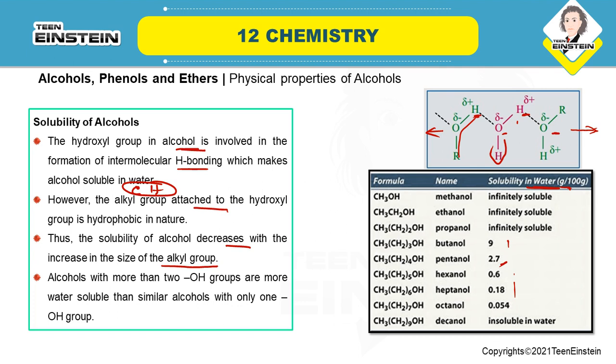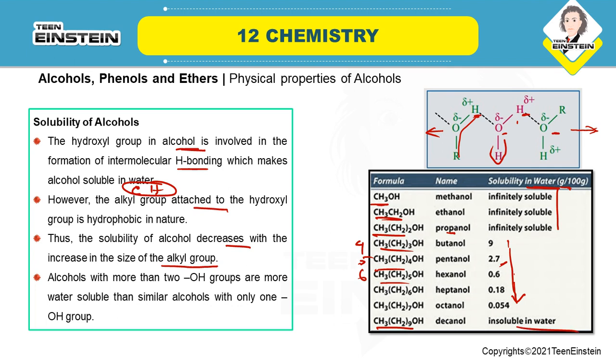Now the first three compounds, that is methanol, ethanol, propanol, the first three members, are infinitely soluble because the alkyl group size is not so large. But once you have entered 4 carbon, then 5 carbon, then 6 carbon, gradually the size is becoming larger and larger and solubility is decreasing. And once you have reached 10 carbon, decanol, it is insoluble in water.